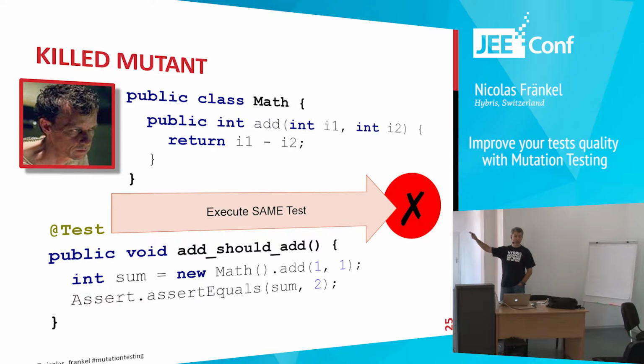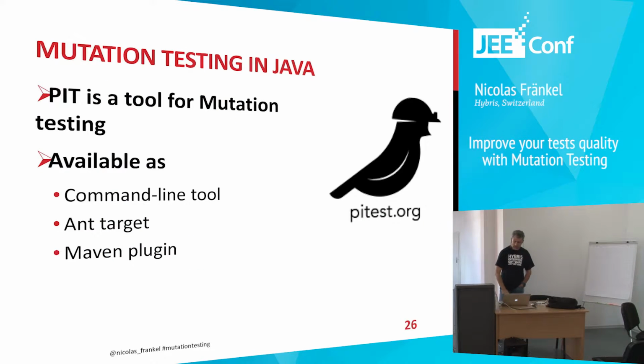So this is mutation testing. And this is very, very simple. There is nothing complex involved. Now, how can you do this tomorrow? You already have mutation testing in Java. And there is a tool called PIT test, PIT.